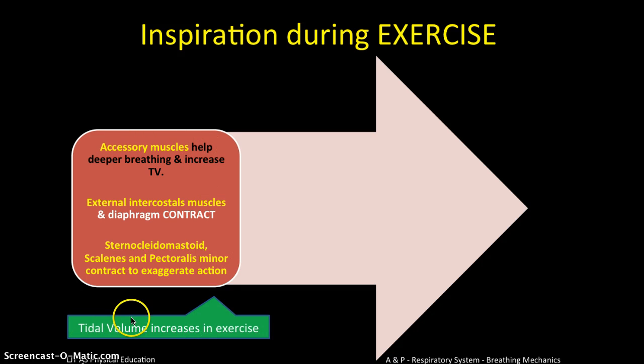So in order to breathe deeper, we have our external intercostal muscles and diaphragm. They do the same as they did at rest, but also we've got accessory muscles that help us breathe deeper and help us increase the volume even more. There's a few names of muscles you need to know: sternocleidomastoid, scalenes and pectoralis minor. Now these three accessory muscles make us breathe in deeper, i.e. move our rib cage up and out even more than we did at rest.